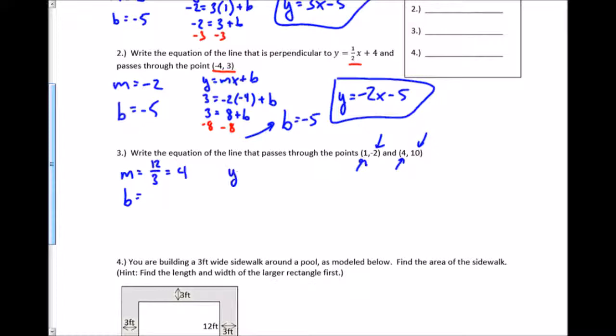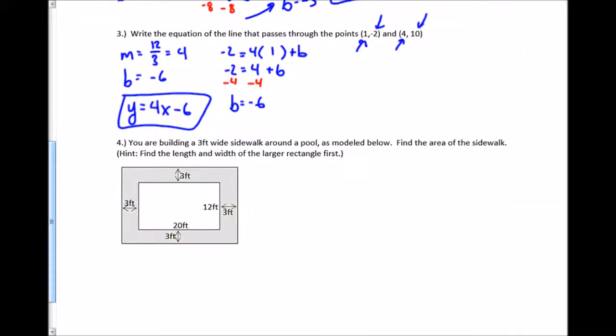And then I do the same thing I've done a couple times now. I plug in the slope, which is a 4. I plug in an x and a y value, which I can use either one of these ordered pairs. I'll use the first one. So that gives me a negative 2 equals 4 plus the b. I subtract the 4 from each side, and I find out that b equals negative 6. So the equation of my line this time is y equals 4x minus 6, and that's it.